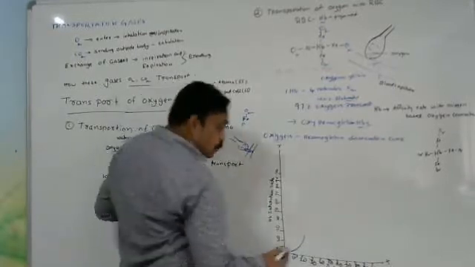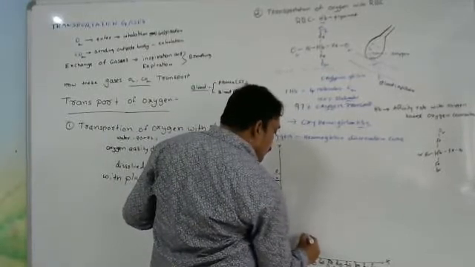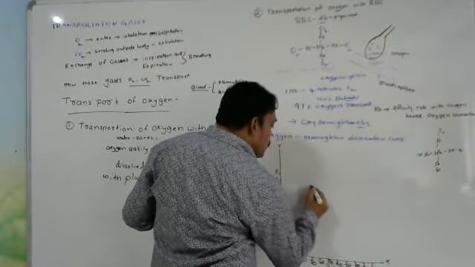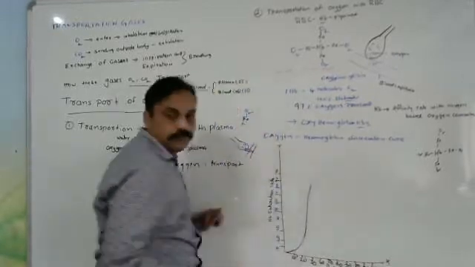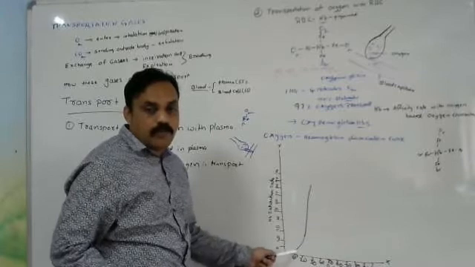Okay, then what happens? The oxygen saturation rate is increasing. First it started slowly. What is the trapping of hemoglobin?